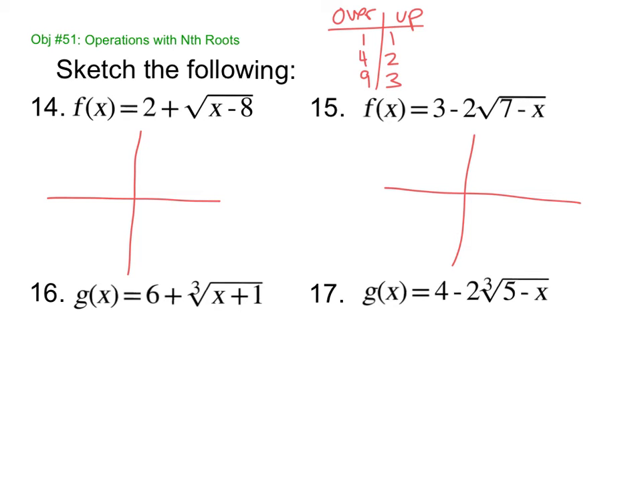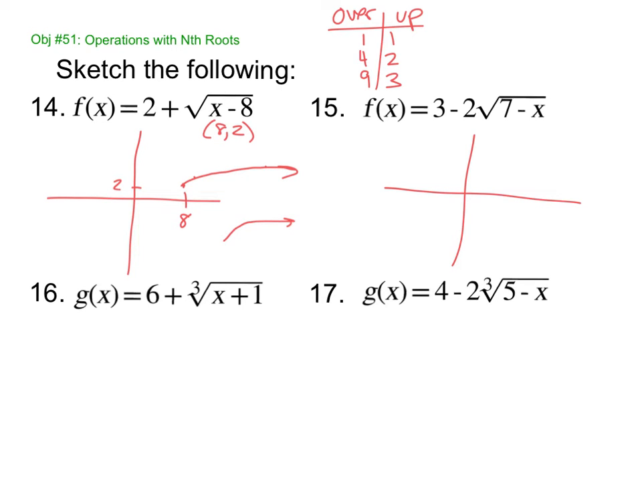That's an 8, right? Over 8. What will make the inside 0? A positive 8? When we plug that in, our square root goes away and we're left with 2. So 8, 2. So that's our starting point. And then we do our shifting over 1 up 1, over 4 up 2, over 9 up 3. So it looks just like a square root symbol. Maybe a little steeper, I don't know.